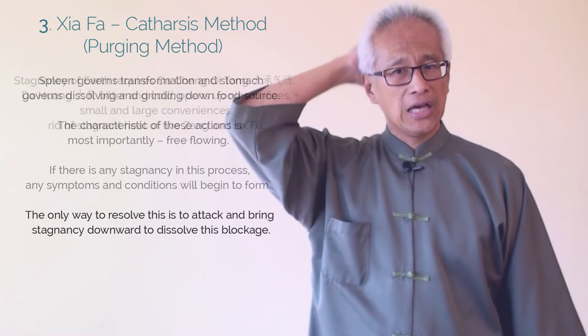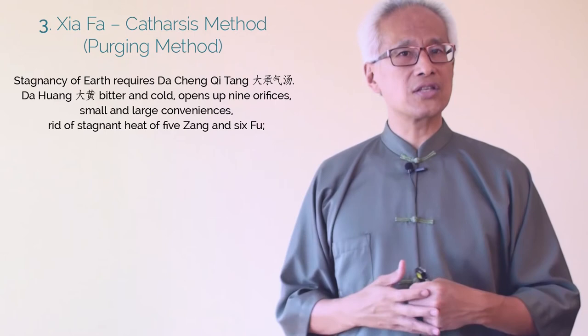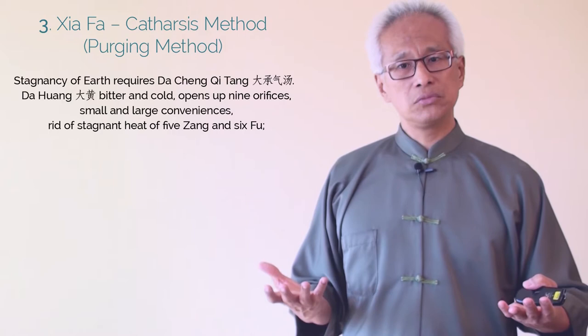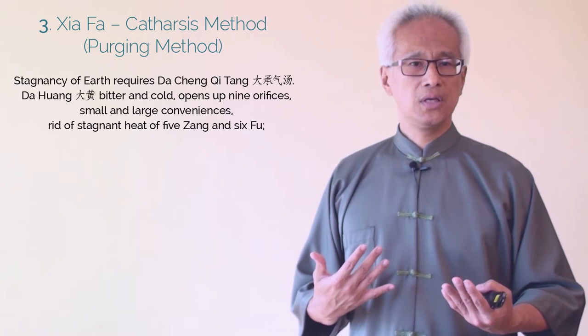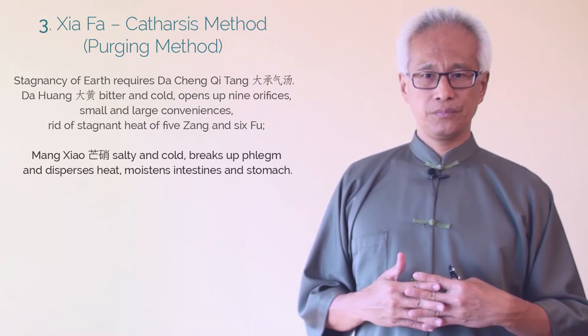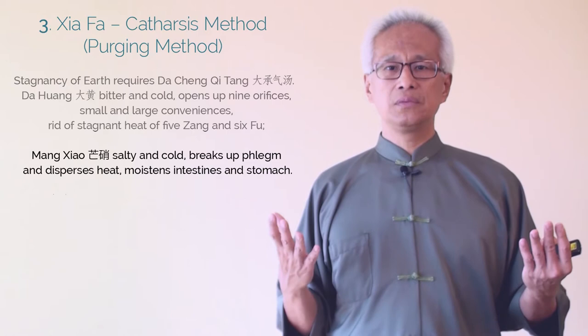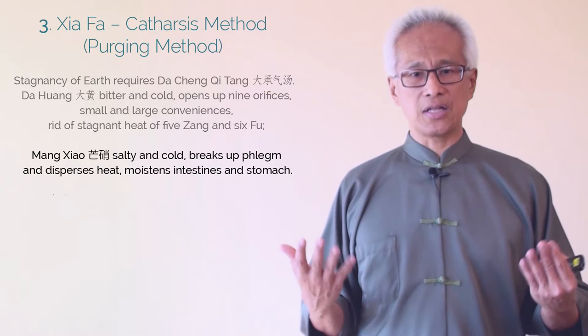And if we have stagnancy of earth in our stomach, we must use Da Chen Qi Tang. Da Huang is bitter and cold. It opens up the nine orifices, small and large intestines, and gets rid of stagnant heat of the five zang and six fu. Mang Xiao is another herb, salty and cold. It breaks up phlegm and disperses heat. It moistens intestines and stomach.